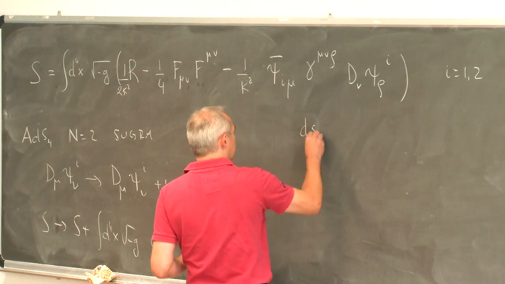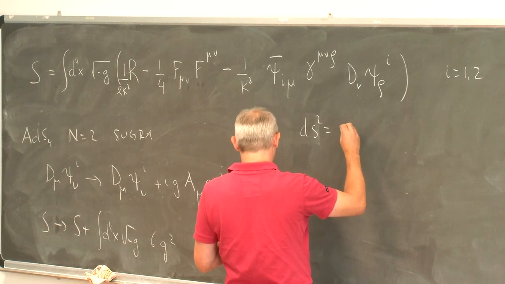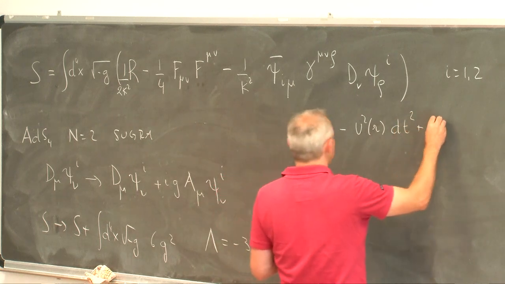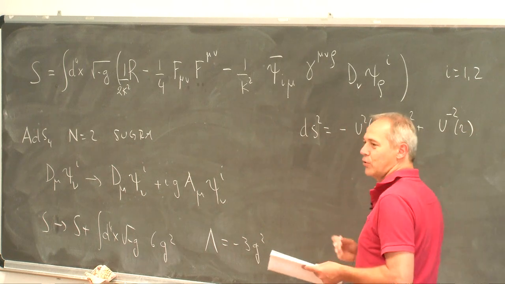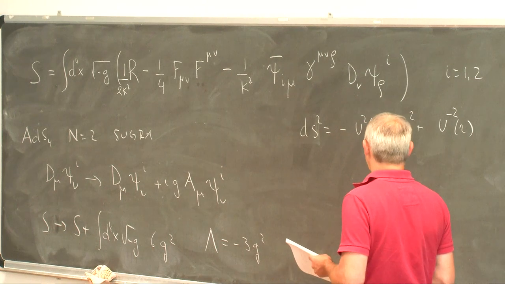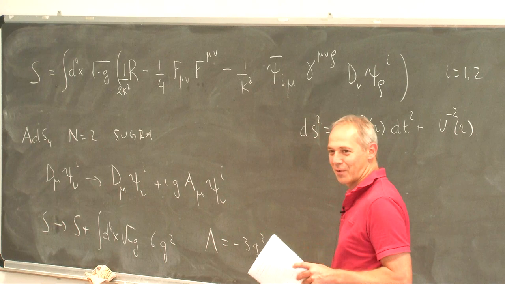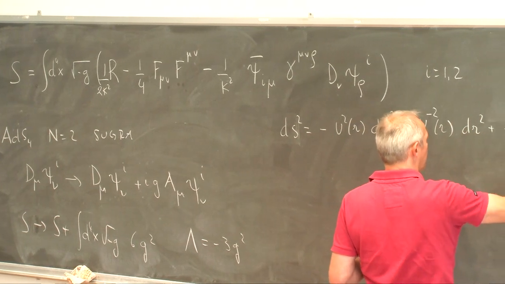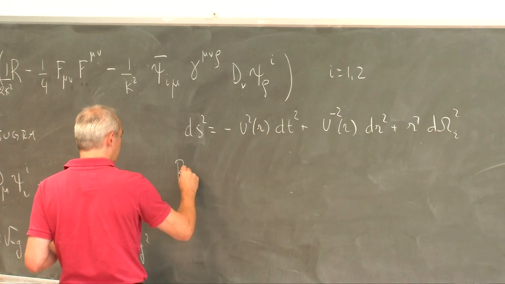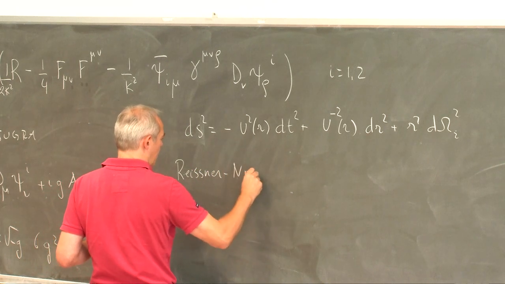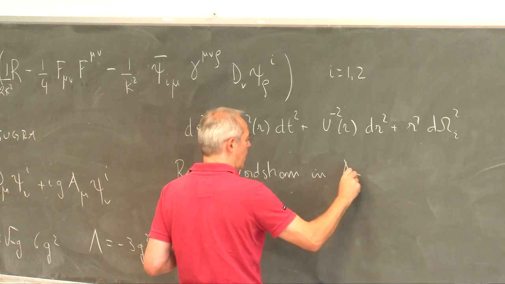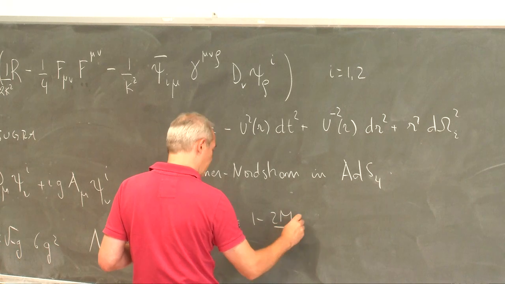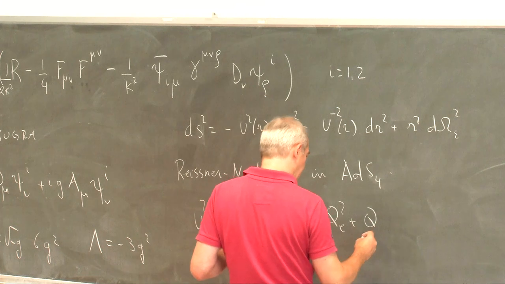So we can write down the metric, ds squared equals, I'm going to discuss the Reissner-Nordström type solutions, u squared of r dt squared plus u to the minus 2 of r dr squared. Sometimes I use e to the u, sometimes u. Forgive my notations. That is because this part is not covered in the book, so I took this from another paper. You might want to call this u tilde or something. The Reissner-Nordström solution in AdS4 looks as follows: u squared of r equals 1 minus 2m over r plus q electric squared over r squared, plus, now I'm also putting G Newton to 1.